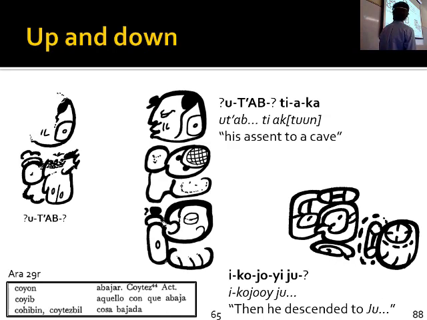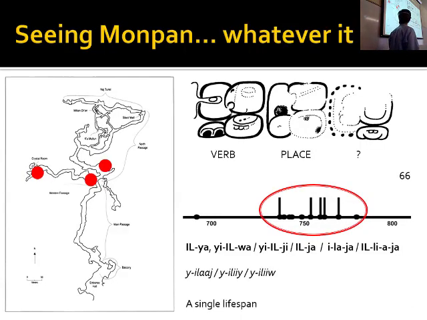Sometimes people would go up, and sometimes people would go down. And some of these graffiti were actually left in various places like vertical shafts, suggesting very arduous movement. You were supposed to see something. A lot of pilgrims in different parts of the cave mentioned that they saw Monpan. We still don't know what Monpan is.